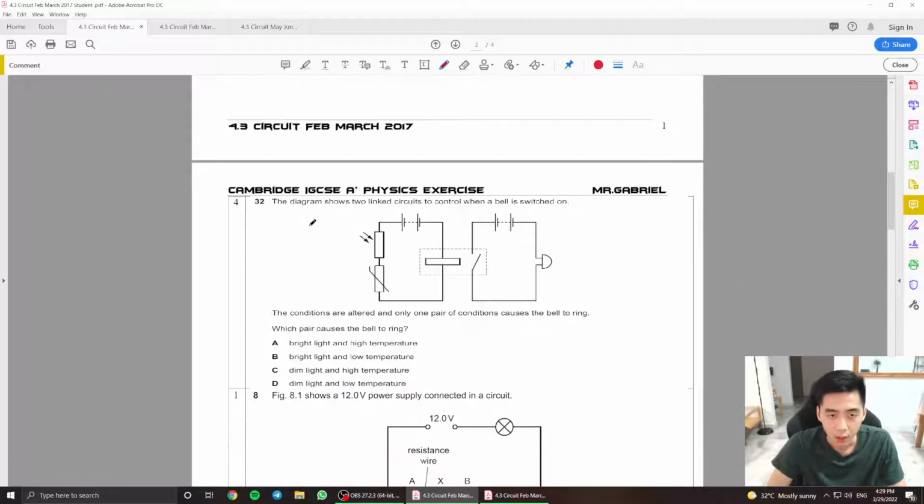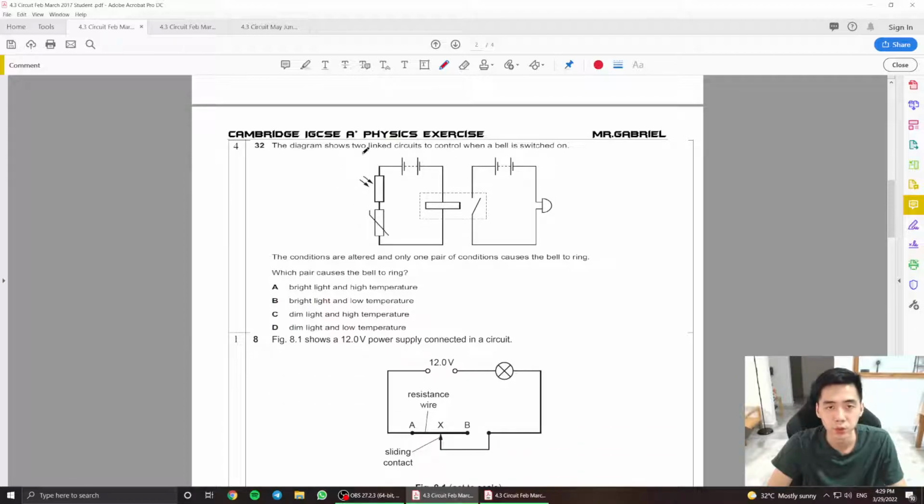Then moving on to question number 4, the diagram shows 2 linked circuits to control when a bell is switched on. The conditions are altered and only one pair of conditions causes the bell to ring. Which pair causes the bell to ring?